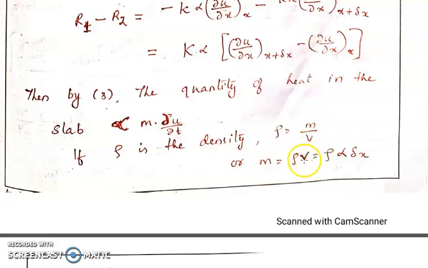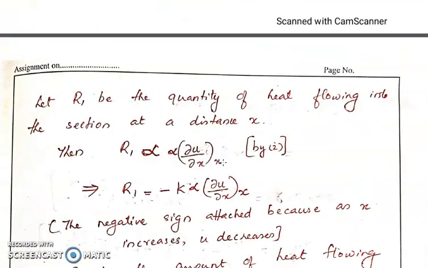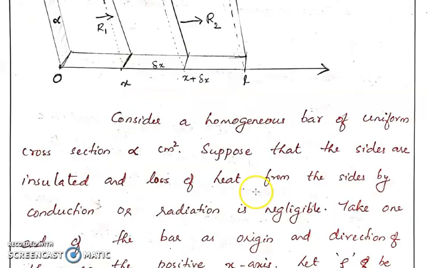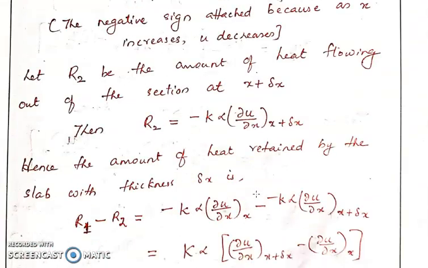Then we have to find the volume of this slab. Here we consider the slab, where the given area of cross section is alpha and the thickness of the slab is delta x. Therefore, the volume of this slab between the section at x and the section at x plus delta x is area of cross section into delta x, that is alpha into delta x. Then we can substitute here.